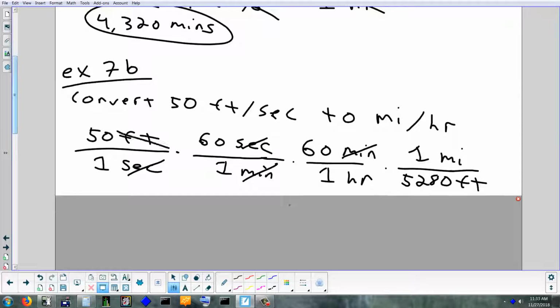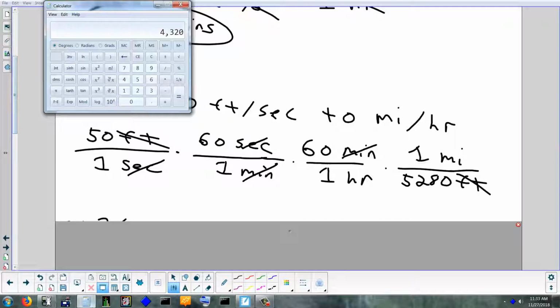And now feet cancels. And that's it. So now if we multiply across the top, multiply out what's in the bottom, let's see what we get. So 50 times 60 times 60 times 1 divided by 1 times 1 times 1 times 5,280. I think I did that wrong. 50 times 60 times 60. I went too fast. Divided by 5,280. 34.09 miles per hour.